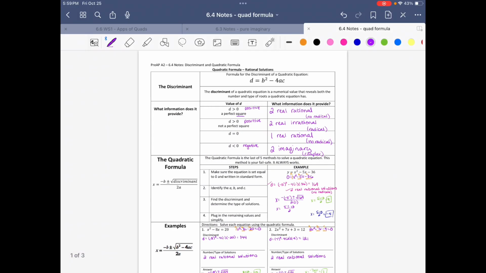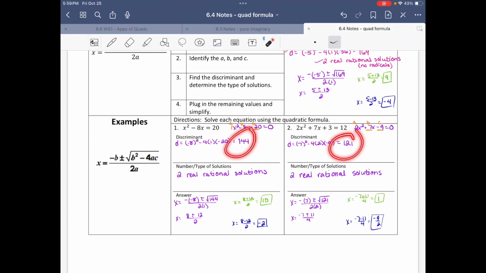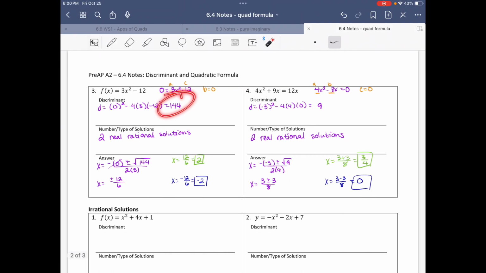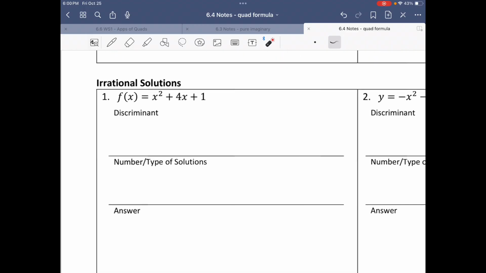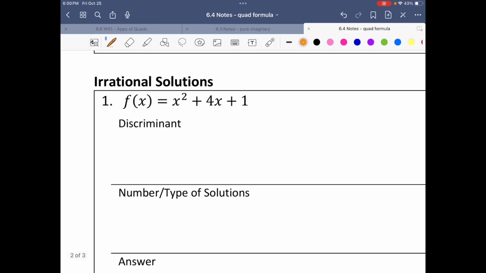Moving right along, these first 4 examples were all real rational solutions, okay? Discriminants were positive and squares. So let's work with what happens when they are not squares. Identify the A, the B, and the C. Actually, get it to equal 0 first. The A, the B, and the C.